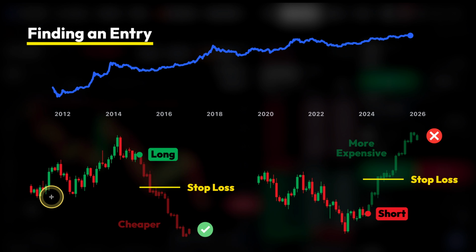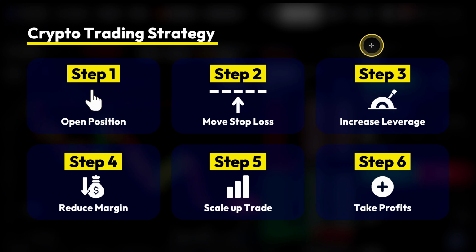And if you are wrong in a long trade, so you bet on rising prices, but the price crashes instead, you of course make a small loss by being stopped out here, but at least the Bitcoin price is now cheaper and you can buy back into Bitcoin at a lower price. On the other hand, if you're wrong in a short trade, so you bet on falling prices, but the price rises instead, again, you make a small loss by being stopped out here, and Bitcoin is now also more expensive to buy back. Alright, so now let's get into the 6 steps of how to practically open a position.